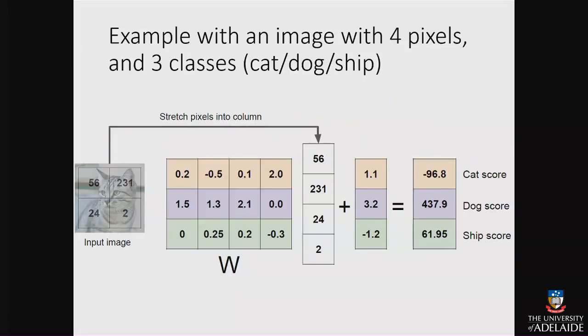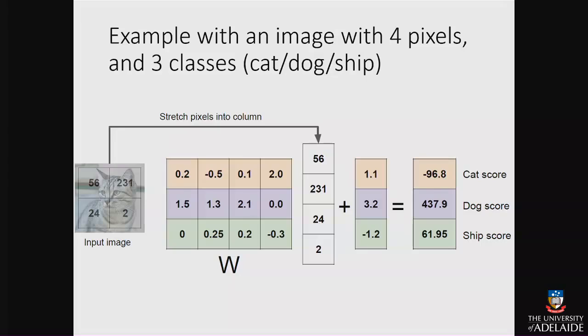Well, let's take this image as an example, and we assume there are only 4 pixels inside the image. Of course, I know this is 32 by 32 by 3, which is 3072, all right? But let's just assume in this image we only have 4 pixels, and the pixel values are 56, 231, 24, and 2. We want to classify it into one of 3 classes, right? So we want to know whether this image is a cat or dog or sheep. So we have 3 classes.